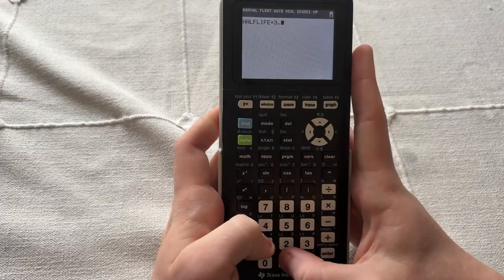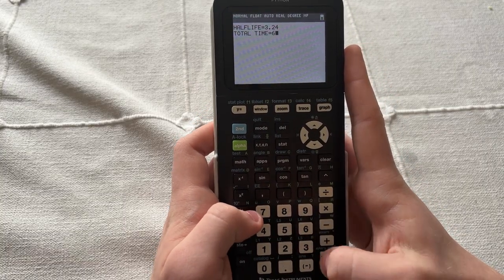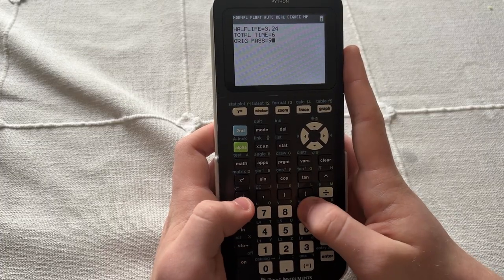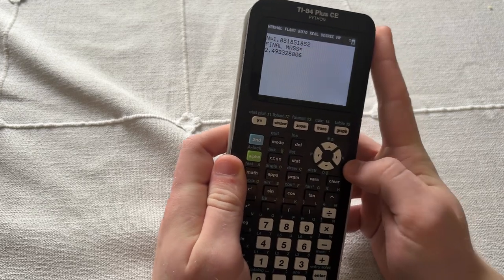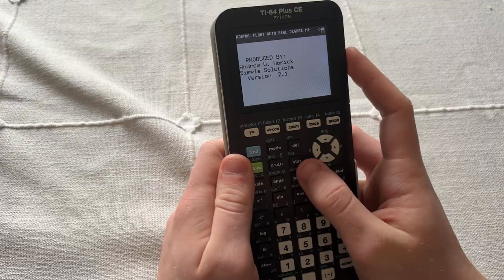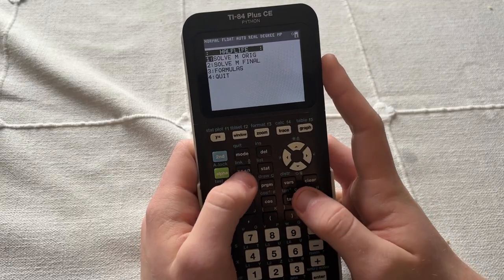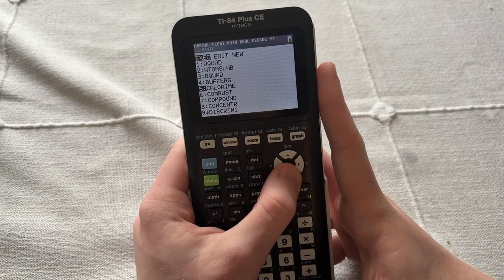We'll just say the half-life is 3.24. Total time is 6, and original mass is 9. This gives the number of half-lives and the final mass. So it's really helpful for solving what all that is. I didn't have to use it at all during the AP test, so that was good, but you can still use it if need be.